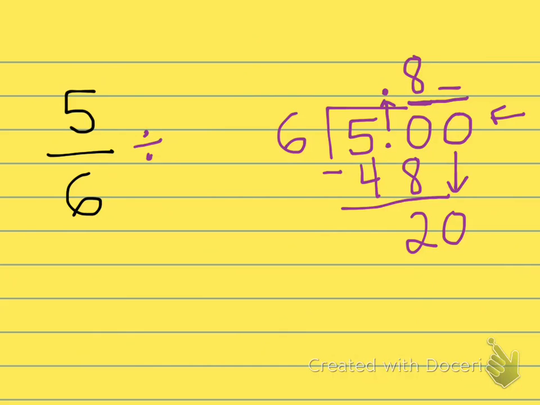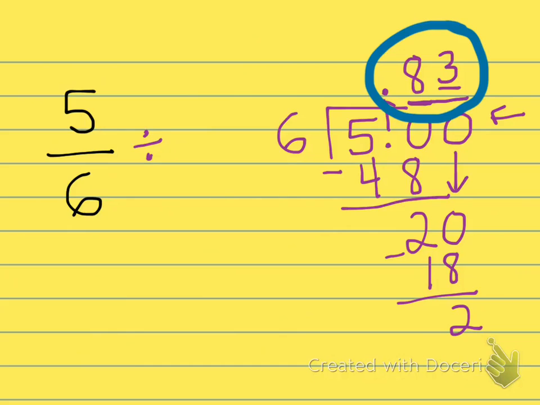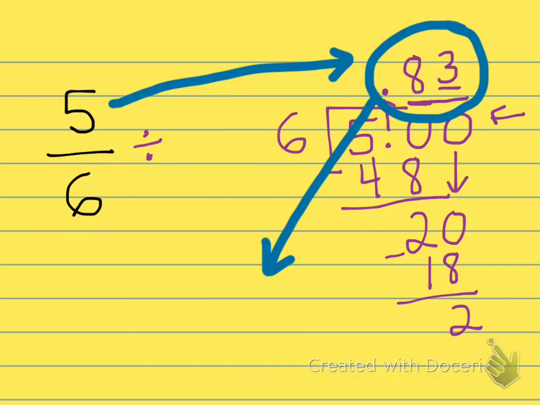20 divided by 6 I can do 3 times. 3 groups of 6 is 18, and I'm left with 2. Okay, and so now actually what I do have is 83 hundredths as my decimal. So 5/6 is the same as 83 hundredths as a decimal. But then if I want to change it to a percentage, I know that that's also going to be approximately 83%. Okay, and so that's how I'm able to figure out how to get from a fraction to a decimal to a percentage. So let's do one more for practice.